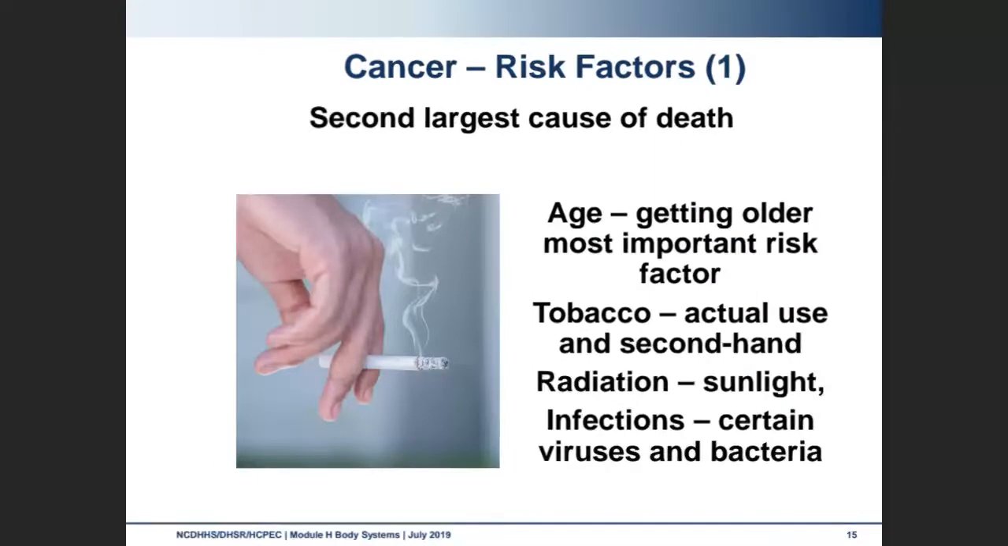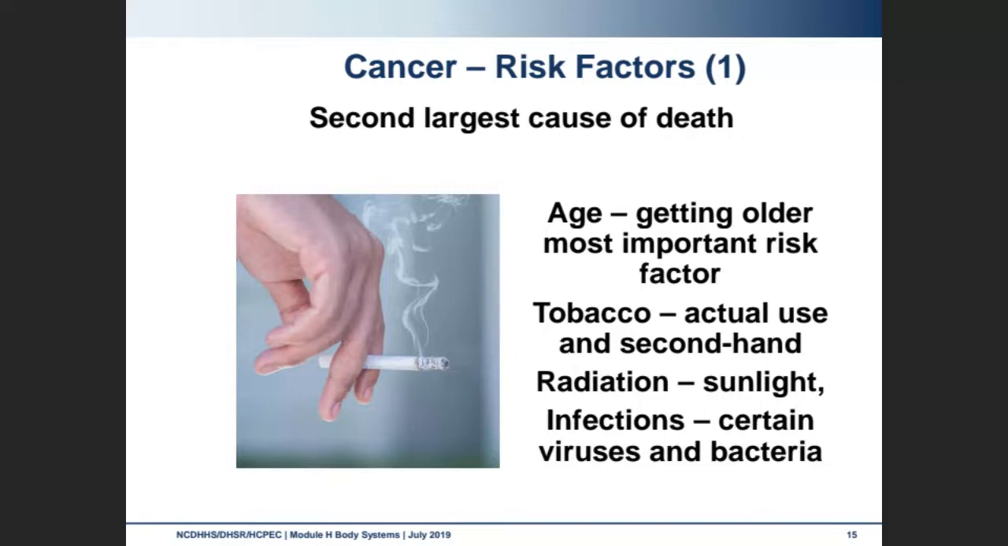So cancer. Cancer is the second largest cause of death. And the National Cancer Institute describes some risk factors that may contribute to the development of cancer. Age is one. Getting older is actually the most important risk factor in developing cancer. So the longer we live, the more likely it is that we're going to develop a cancer of some sort.